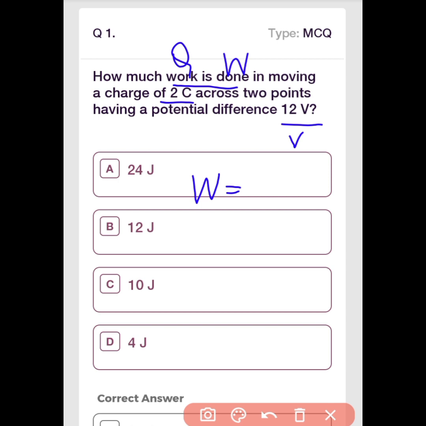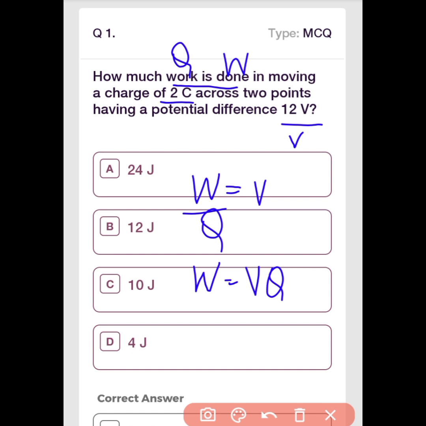We know V is equal to W by Q. Electric potential is work done by charge. Or the potential difference is given by work done by charge. But how to find W? We can rearrange and write W is equal to V into Q.